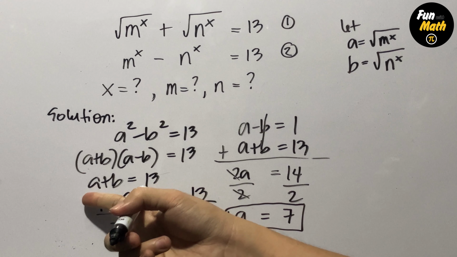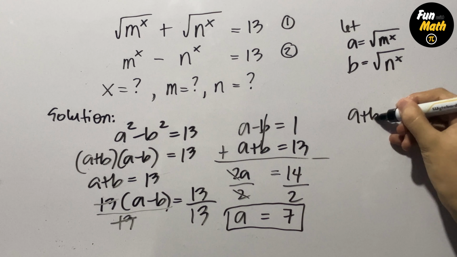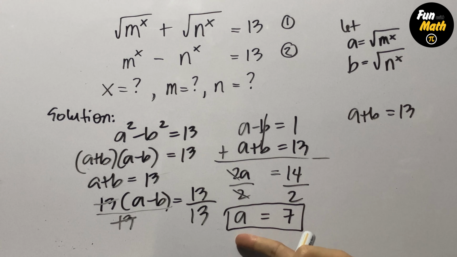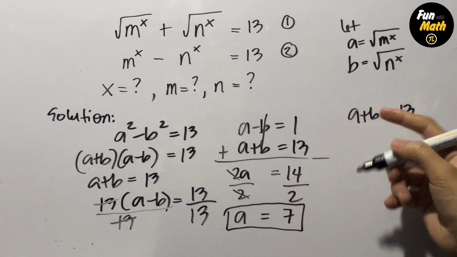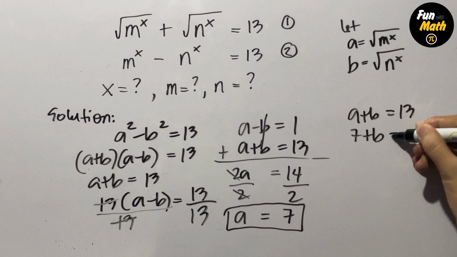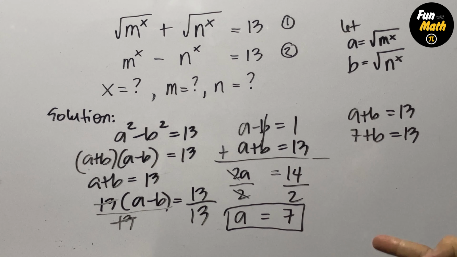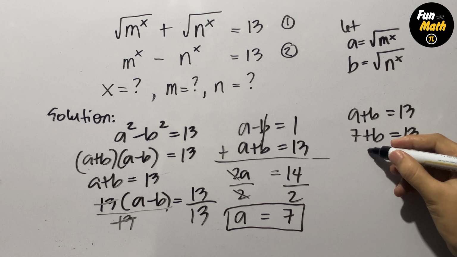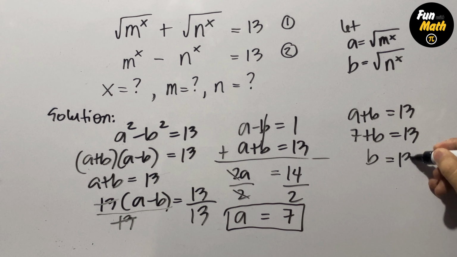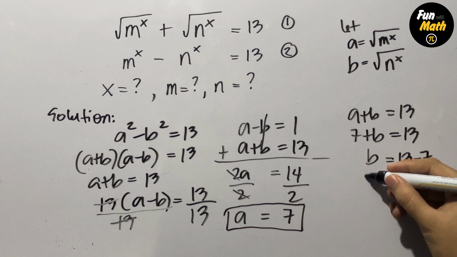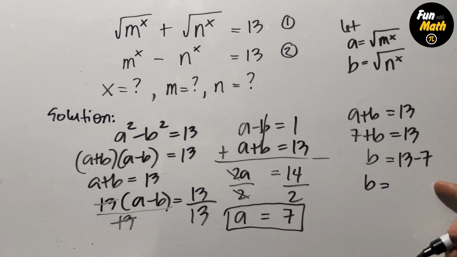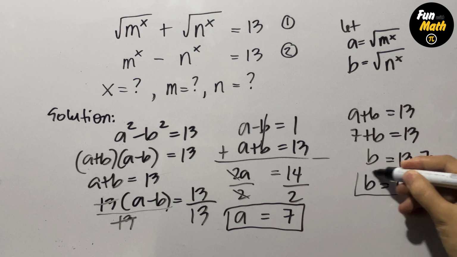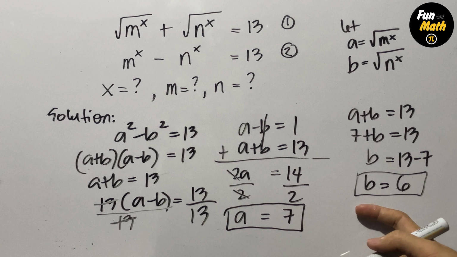Now, going back to this equation, we have a plus b equals 13. We can use this to get the value of b. So a is equal to 7. Therefore, we can write 7 plus b equals 13. And then, we can take 7 to the other side. So the left side, we're left with b. b equals 13 minus 7, that is 6. So we have the value for b, which is 6. A is equal to 7, b is equal to 6.